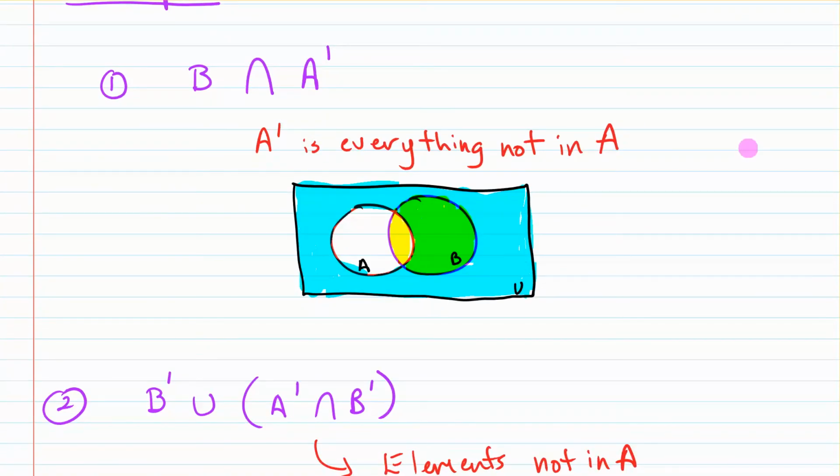B intersect A prime. Well, remember, A prime is everything that's not in A. So here's A, and I colored everything that was not in A blue. So that was up to here, was everything blue. Then B, I colored yellow. So the intersection of those two things is the green part. This would be the solution. That's the intersection of B and everything that's not in A.